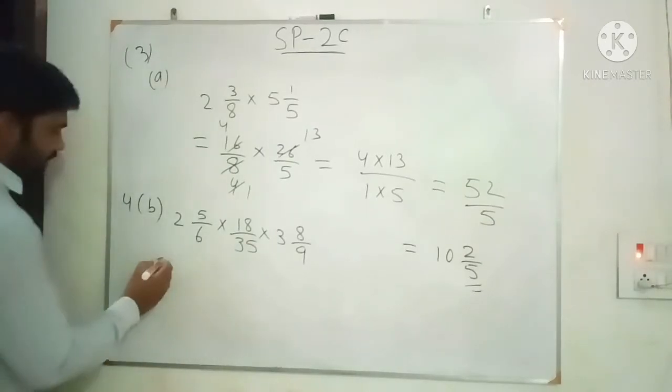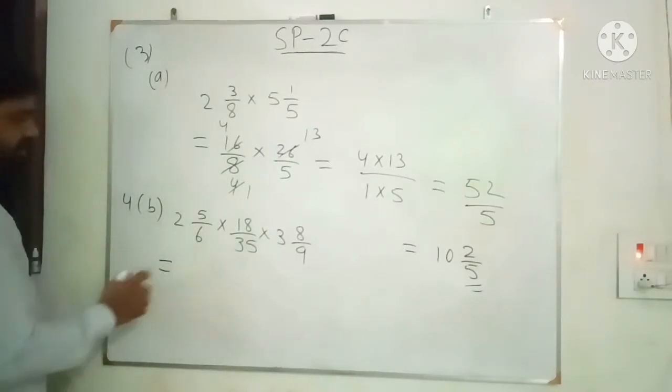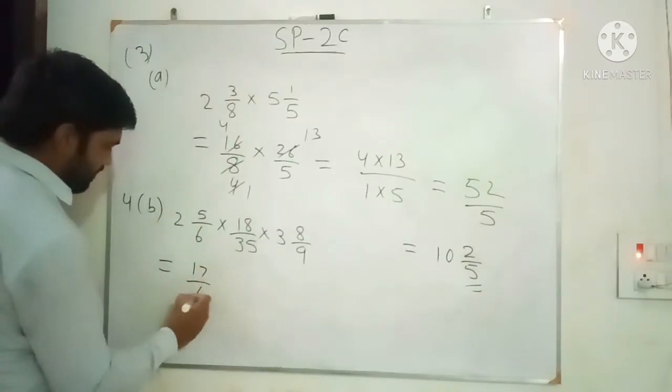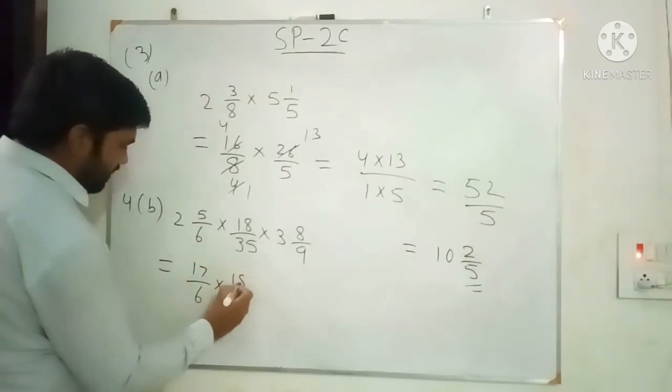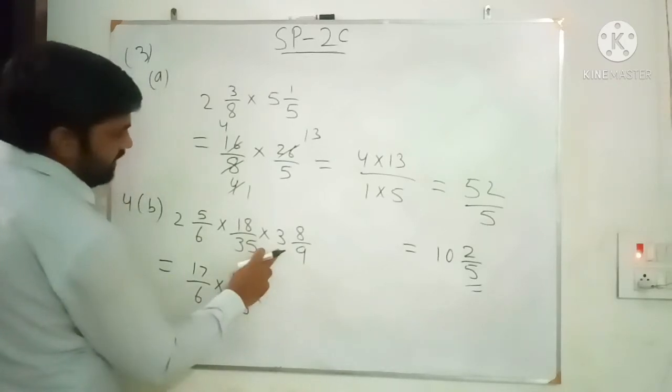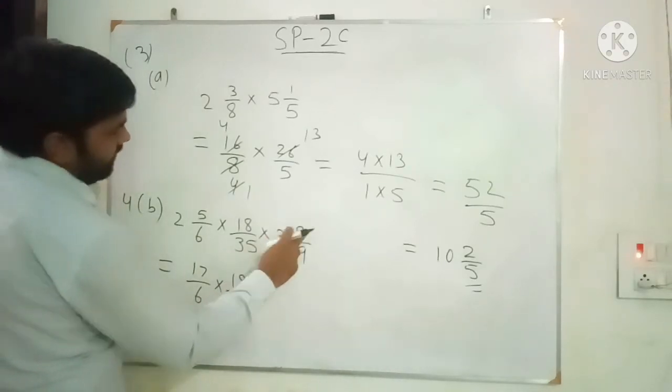Now see how we do. Convert this mixed fraction into an improper fraction. 6 2s are 12 plus 5, 17 by 6. 18 by 35. And here 9 3s are 27, 27 plus 8, 35 by 9.